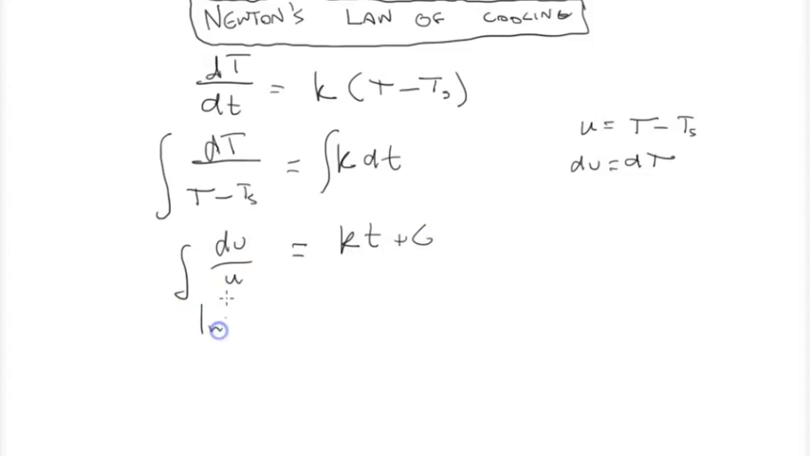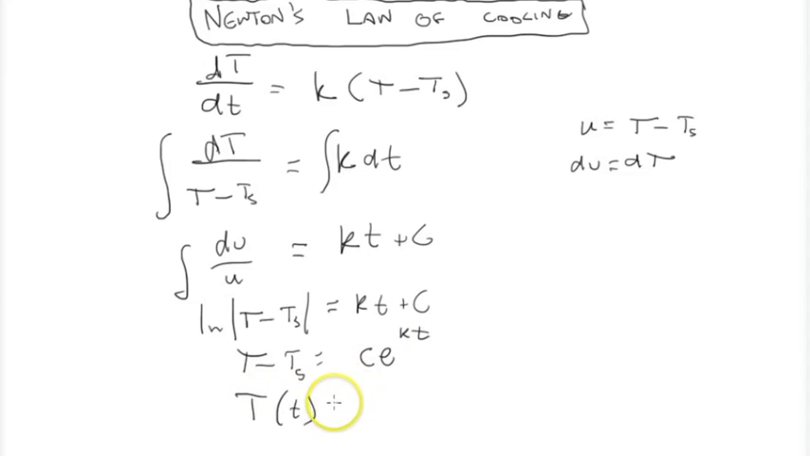Integrate that, we'll get the natural log of u, but let's substitute in for u, and it's the absolute value, remember? |T - T_s| equals kt plus C, and then we'll use our property of logarithms, and we get T - T_s is equal to, and then we're going to do the fancy C thing, C e^(kt). We'll bring the T_s over to that side, and then we'll get T as a function of little t. The temperature of the object as a function of little t is equal to C e^(kt) plus the temperature of the surrounding medium.